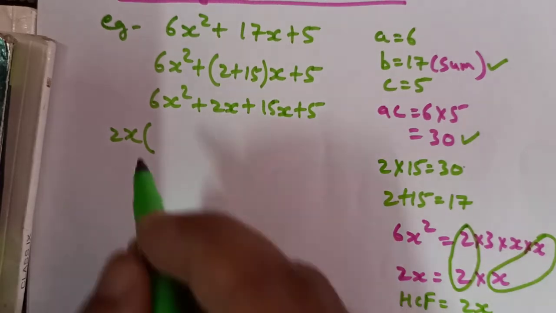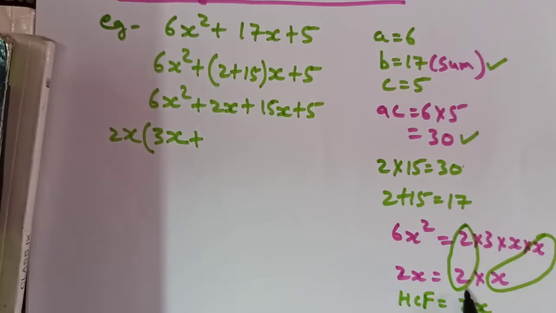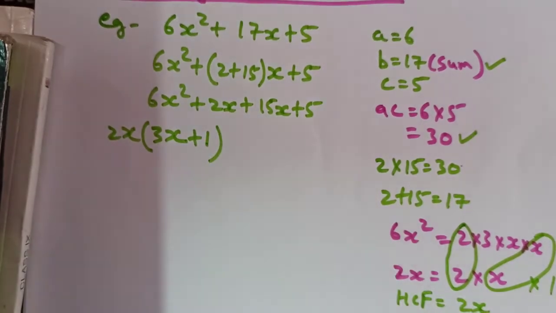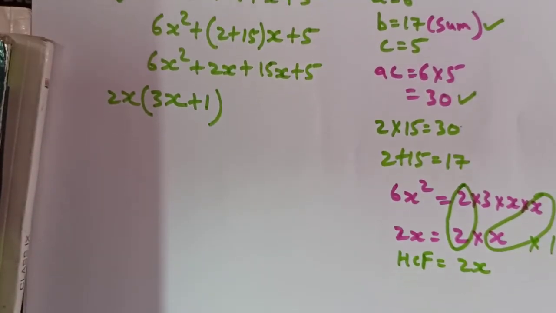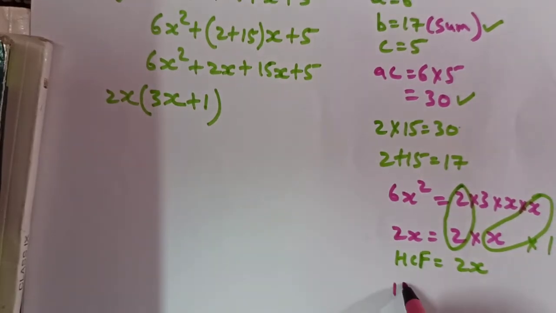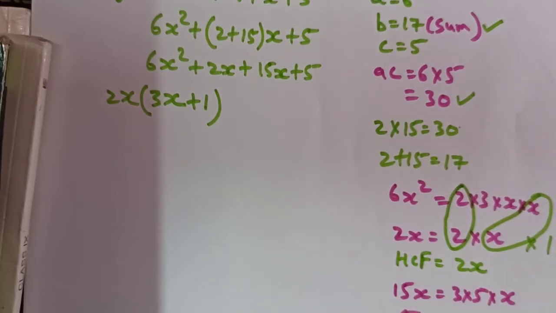After taking out 2x, 3x is left. Plus from this 2x we have taken out 2x, so what is left? Into 1 we can write, so 1 is left here. Okay, understood? Similarly, in the third and the fourth term, 15x can be written as 3 into 5 into x, and 5 can be written as 5 times 1.